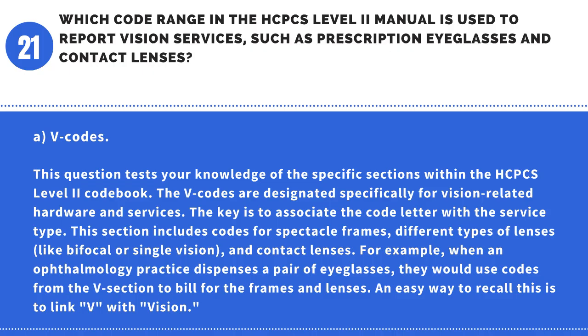This section includes codes for spectacle frames, different types of lenses, like bifocal or single vision, and contact lenses. For example, when an ophthalmology practice dispenses a pair of eyeglasses, they would use codes from the V section to bill for the frames and lenses. An easy way to recall this is to link V with vision.